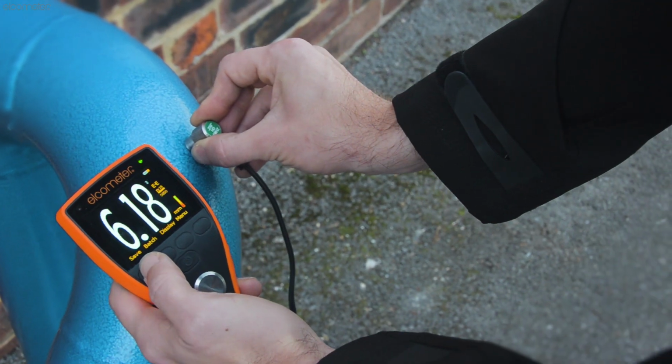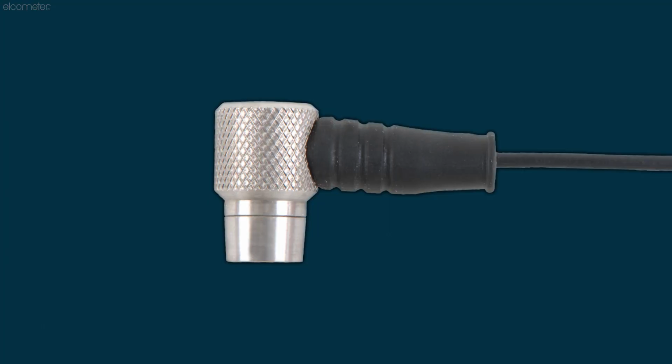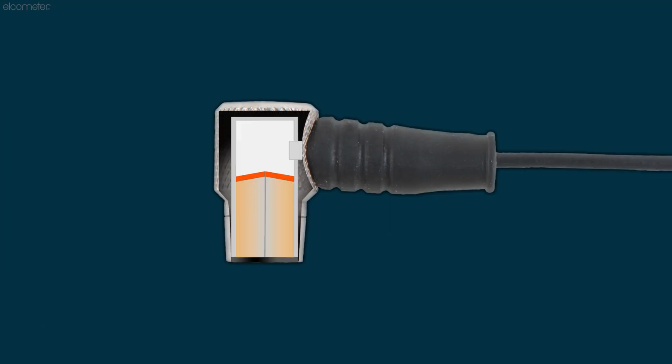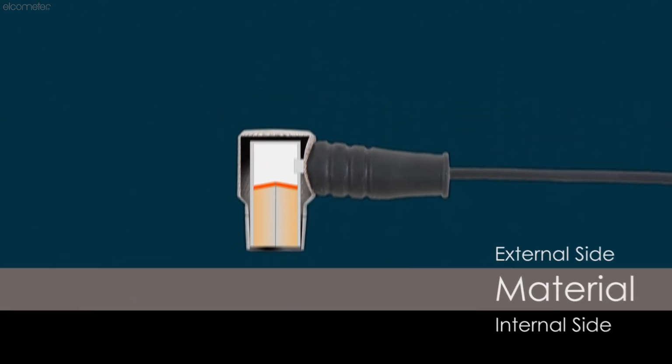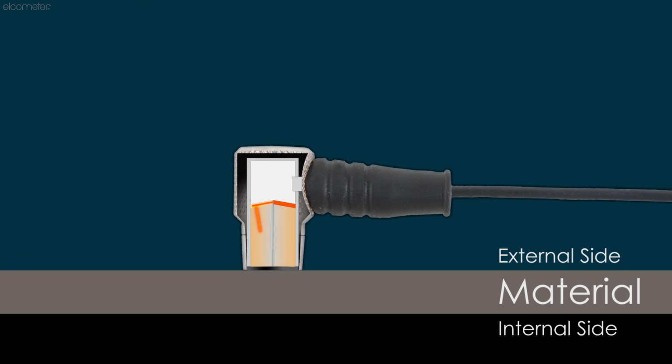So, how does it work? Dual element transducers consist of two independent crystals, separated by an acoustic barrier. The two elements are angled so that when one crystal emits an ultrasonic pulse, the energy path creates a V shape, hitting the back wall of the material and echoing back towards the other crystal where it's detected.